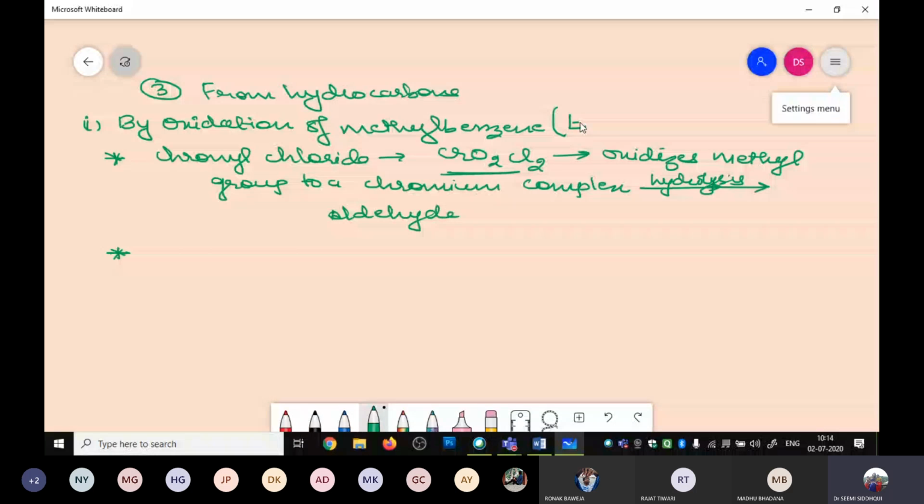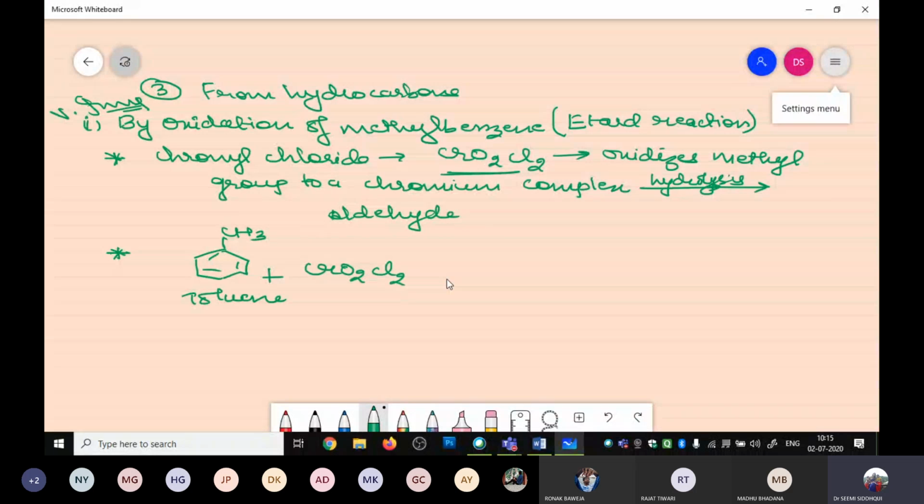Methyl benzene means what? C6H5CH3. Now what can we say, on the benzene ring if there is the presence of the methyl group, its name is what, toluene, plus chromyl chloride, CrO2Cl2. So what is going to happen, it is going to give you a complex, C6H5CH(OCrOHCl2)2. Okay. Now there is the presence of the carbon disulfide also.